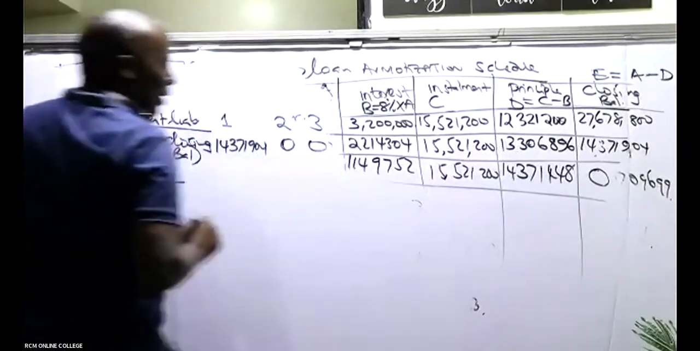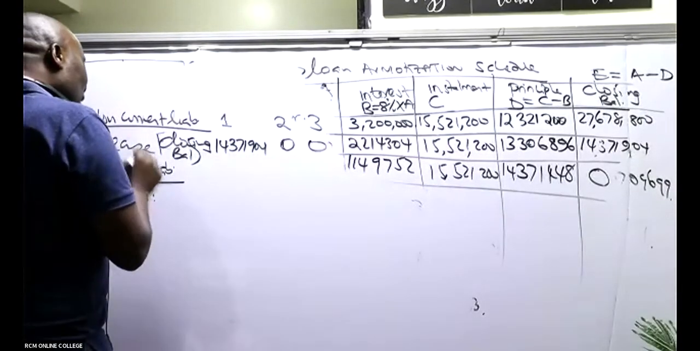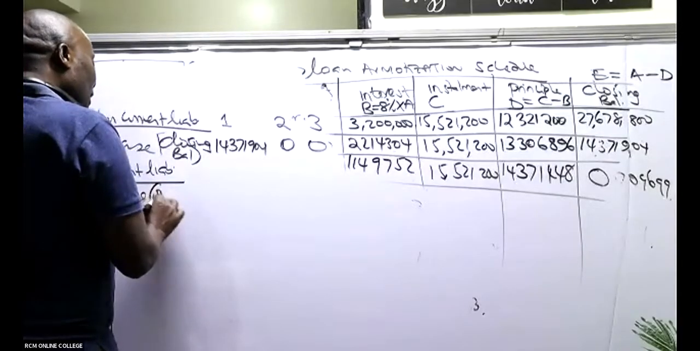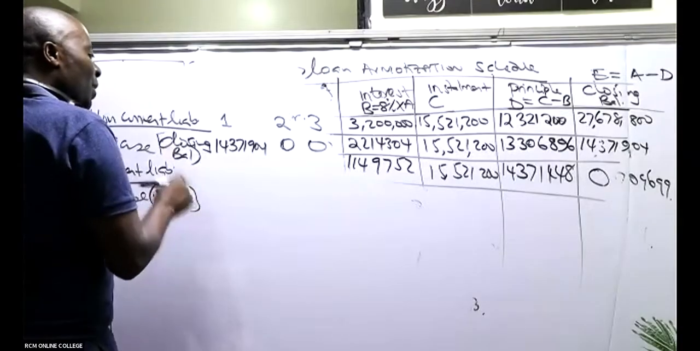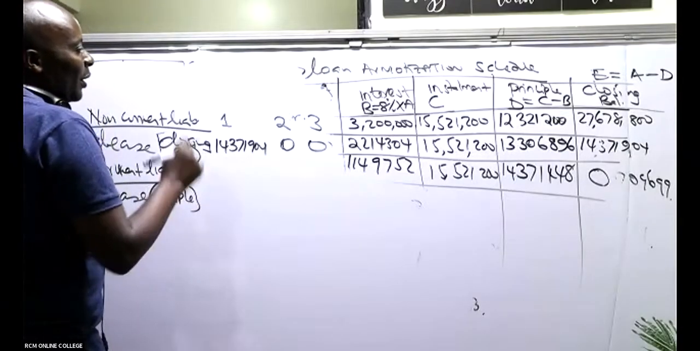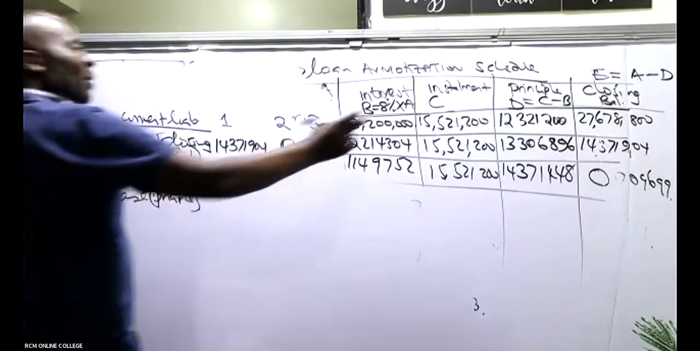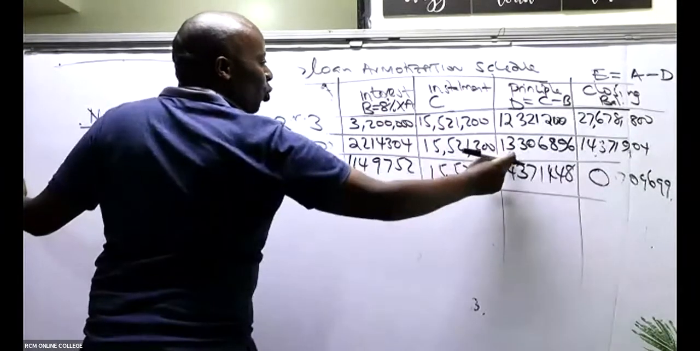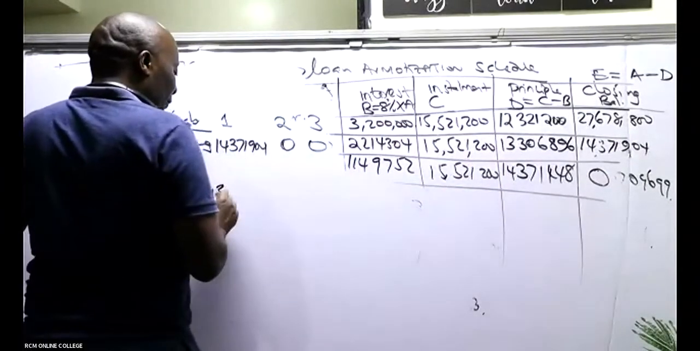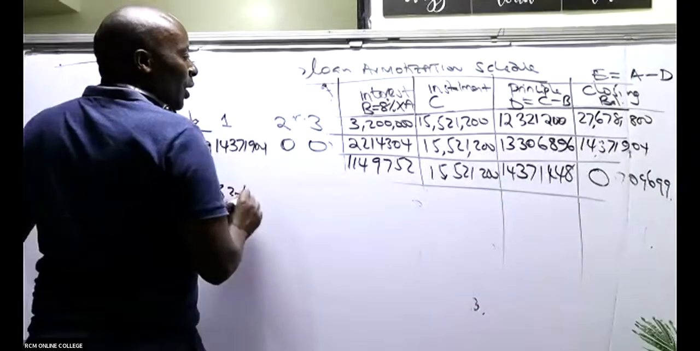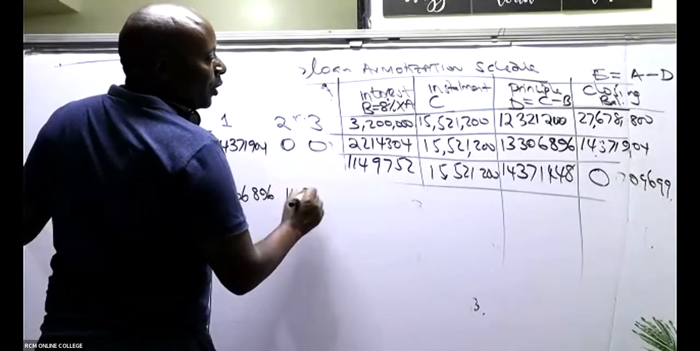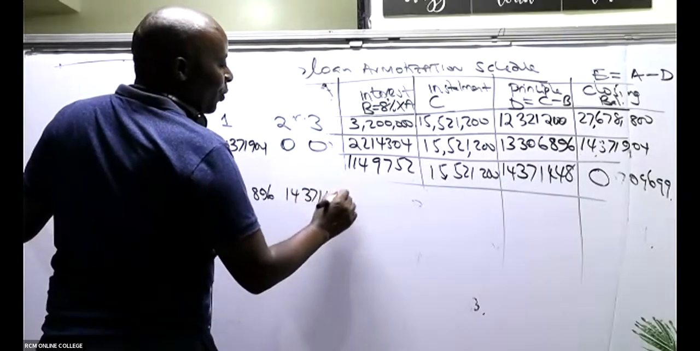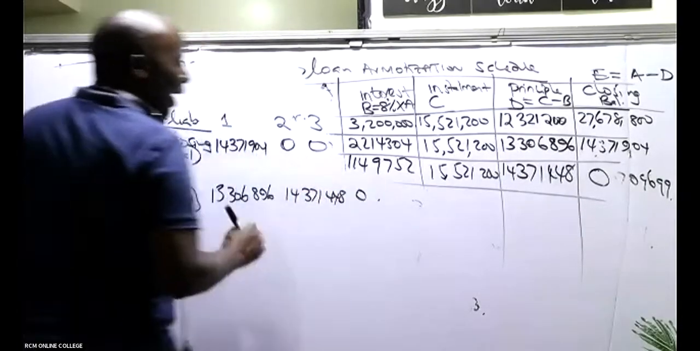Here there's nothing. For lease current liability, pick in this case the principal. Again, from where? From year 2 onwards. Pick without even reasoning. You pick the principal, but from year 2 onwards. So we have here 13,306,896. This will be 14,371,448, whatever. And then of course there will be a 0 there.